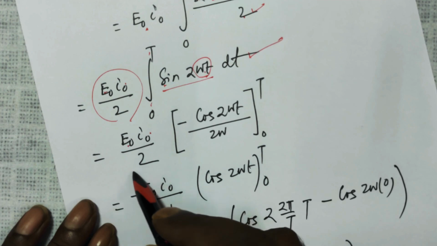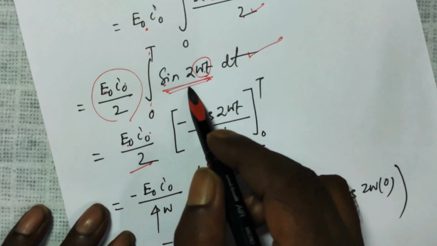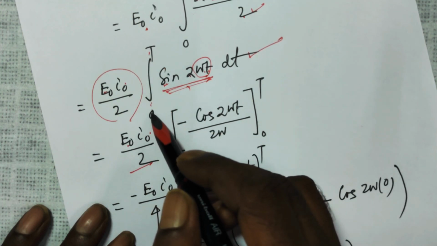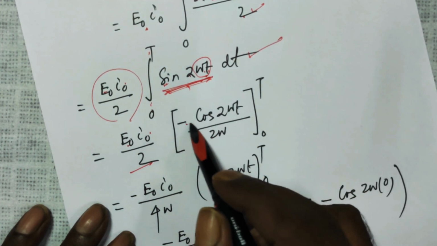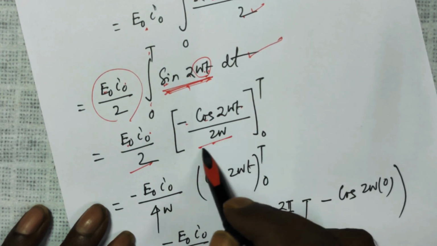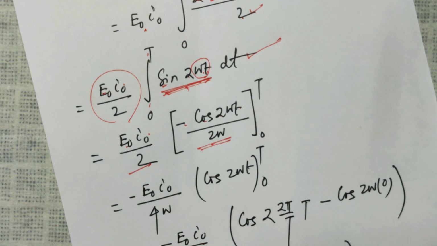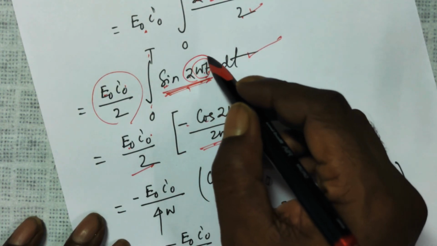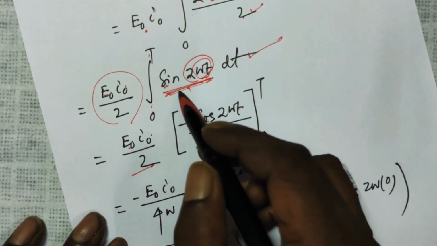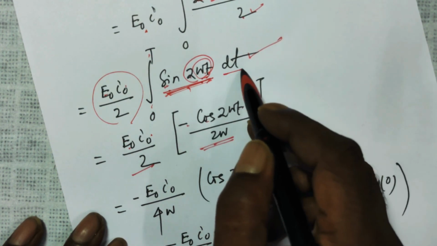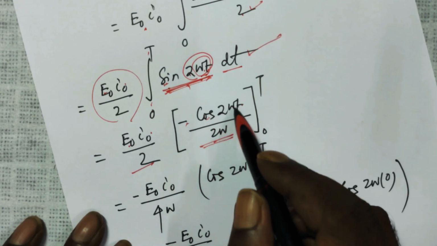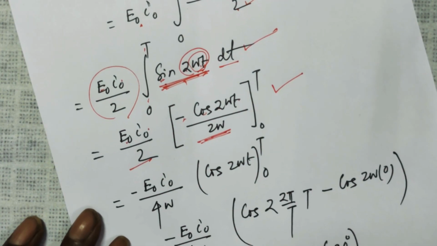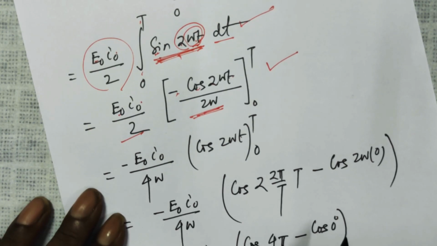So E naught I naught over 2, and this I have explained: the integration of sin 2 omega t is minus cos 2 omega t by 2 omega. I explained it in my last video, alternating current 18, where I discussed the average power associated with an inductor. You can check it. By putting this as a theta and making some modifications, I have derived this integration of sin 2 omega t with respect to dt as minus cos 2 omega t over 2 omega. In case of any difficulty, you can go back, no problem.